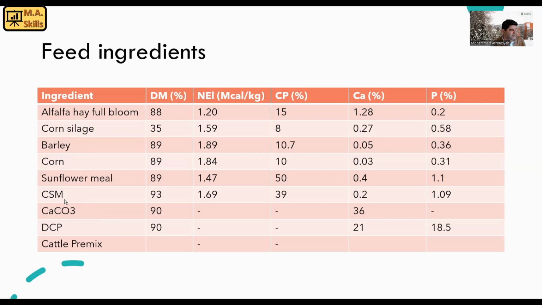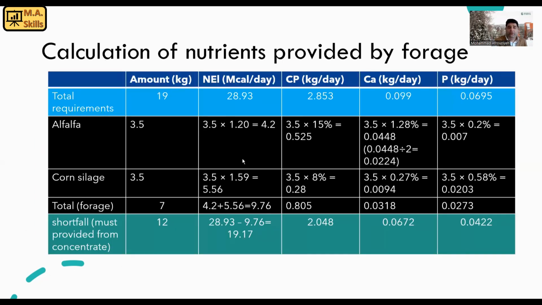CSM here is the short form of cottonseed meal, and we will have calcium carbonate and dicalcium phosphate and cattle premix that you can see here. So now we are going to balance the forage.